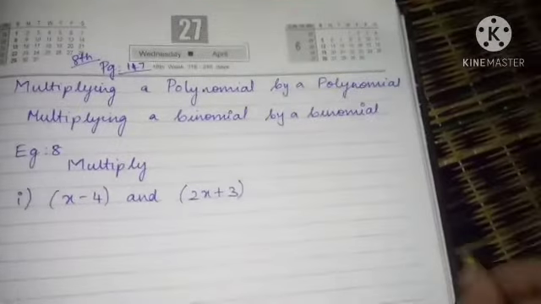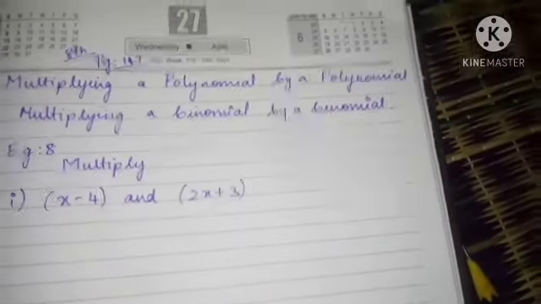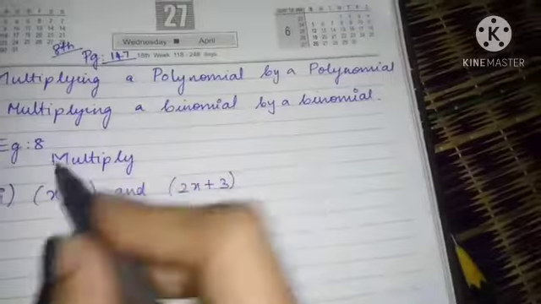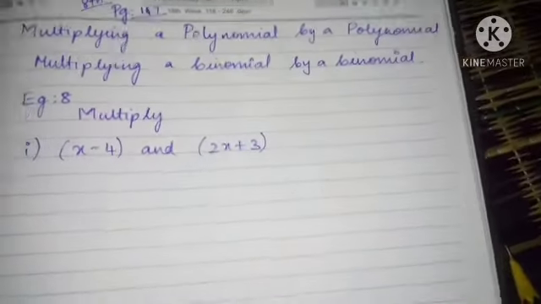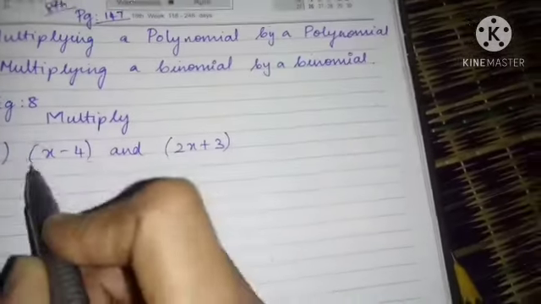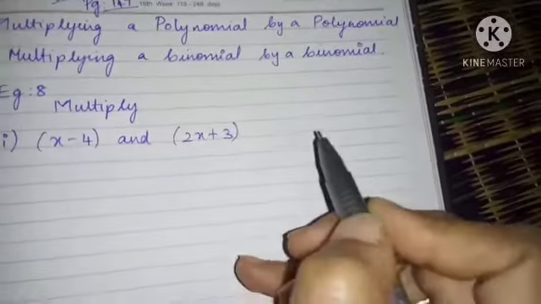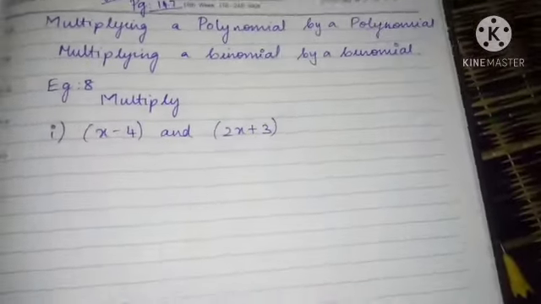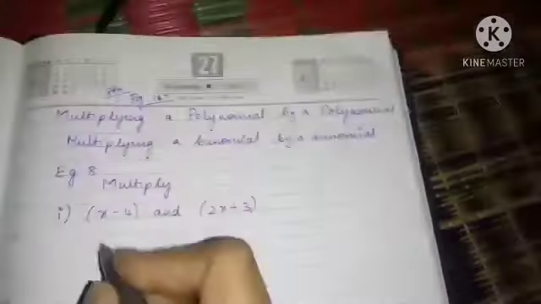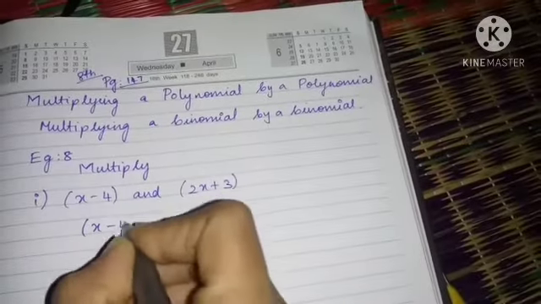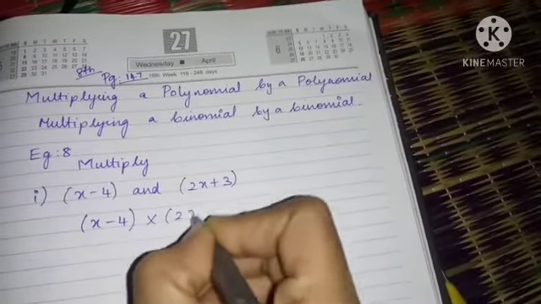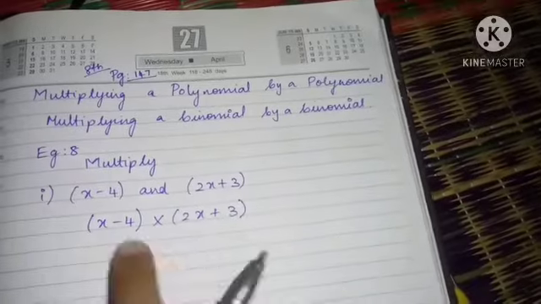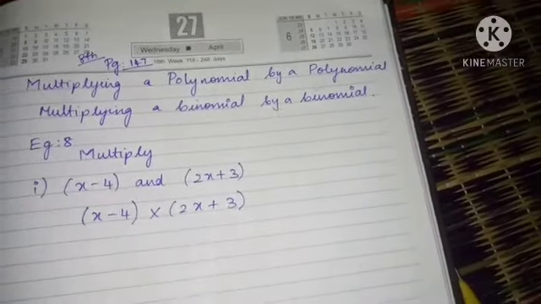Now the question is multiply. I'm just going to explain this with an example problem. x minus 4 and 2x plus 3. So now I'm going to multiply x minus 4 into 2x plus 3.